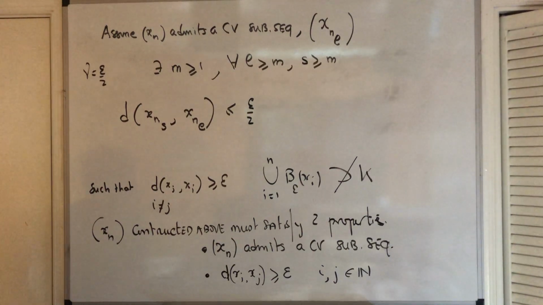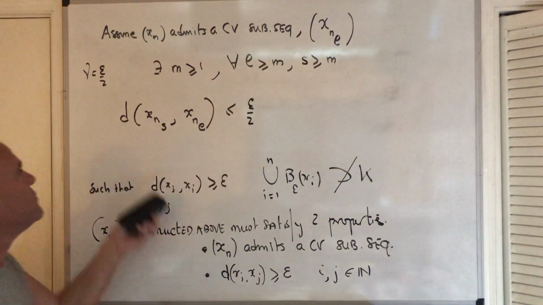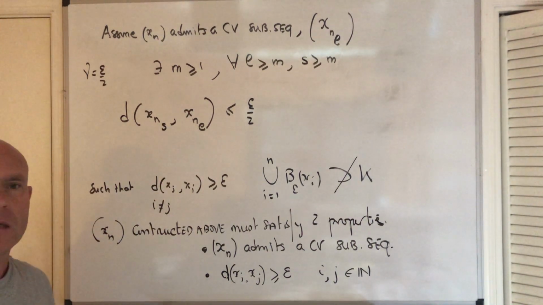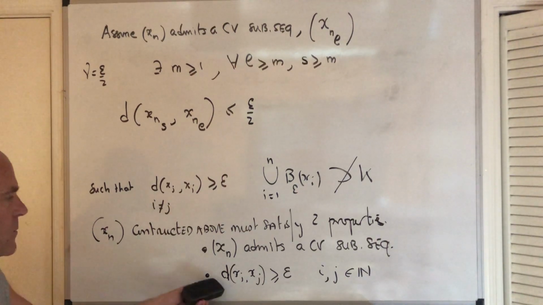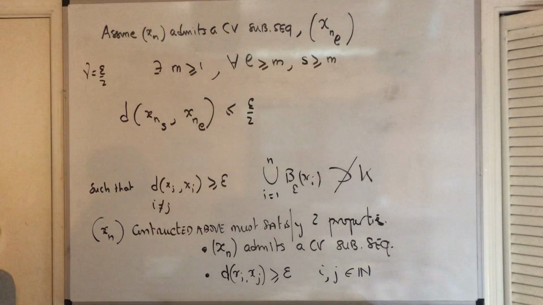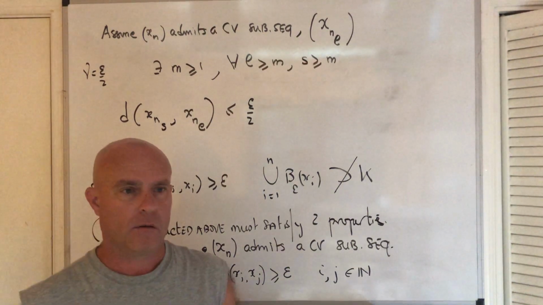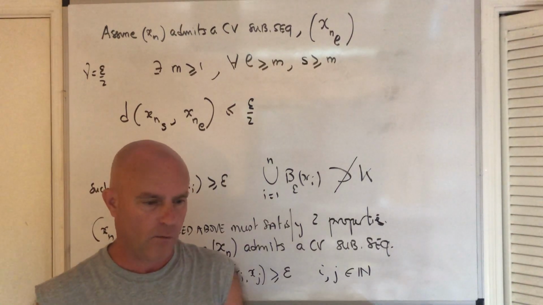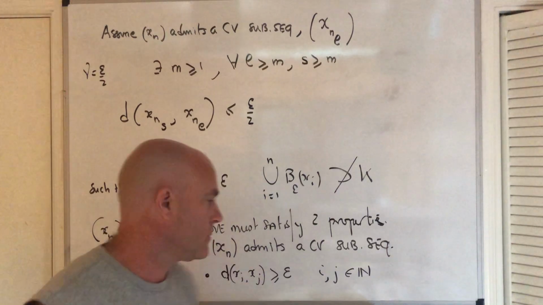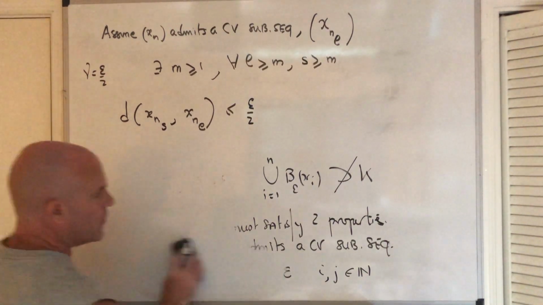But this contradicts the second line. It says that two points which are different must have a distance bigger than epsilon. So it contradicts this. That means that the sequence I've constructed not only does not admit a convergent subsequence, but the sequence is not of Cauchy type. So this ends the proof of the proposition.